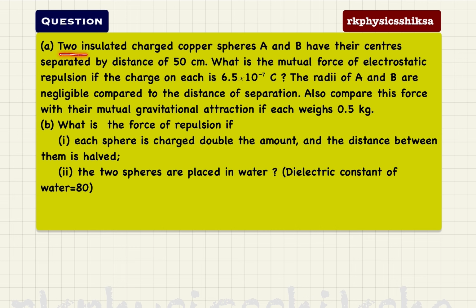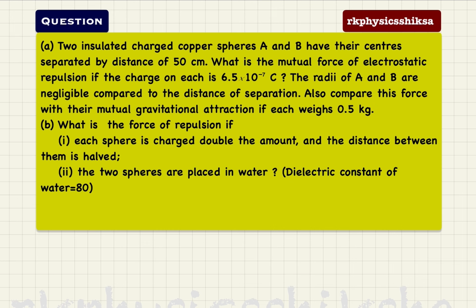The question is, two insulated charged copper spheres A and B have their centers separated by a distance of 50 centimeters. What is the mutual force of electrostatic repulsion if the charges on each of them is given as 6.5 into 10 to the power of minus 7 coulomb? The radii of A and B are negligible compared to the distance of separation. Also, compare this force with their mutual gravitational attraction if each weighs 0.5 kilograms.